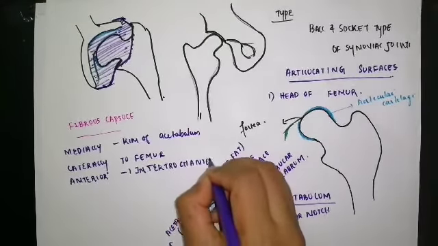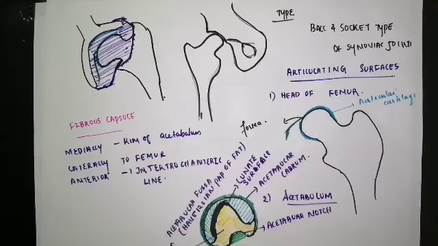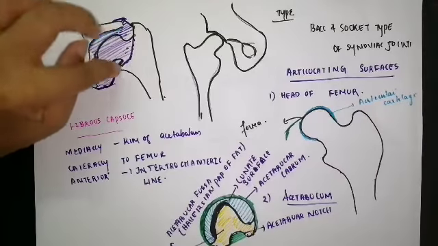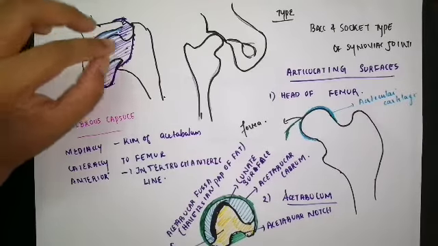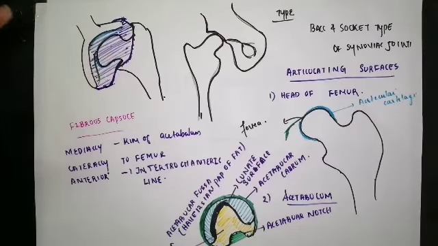So what is the significance here? Anteriorly it is attached to the intertrochanteric line. So on the anterior aspect, the entire neck of the femur is intracapsular. As the capsule is attached to the intertrochanteric line on the anterior aspect, the entire neck of the femur on the anterior aspect is intracapsular.